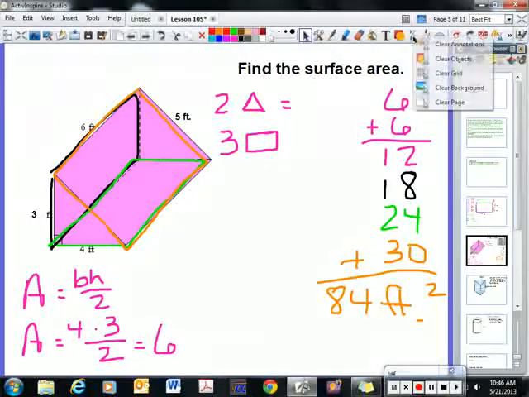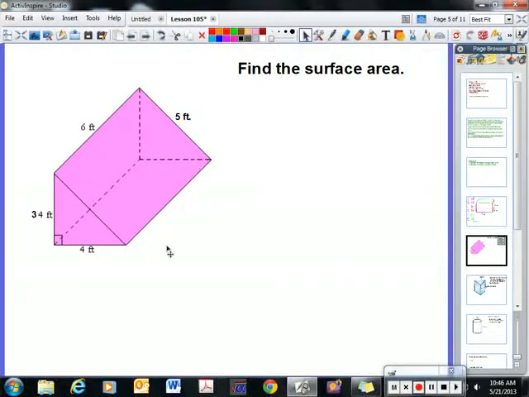And let's try our new method and see if we get 84. All right, so just to find those 3 rectangles, I'm going to find the perimeter. So I've got 3 plus 4 plus 5. Okay, so that's 9 plus 3 is 12.